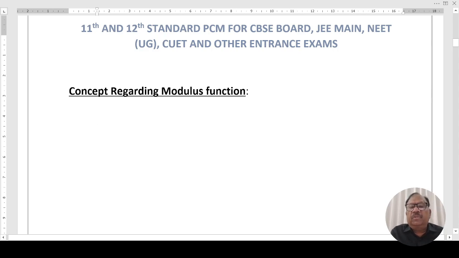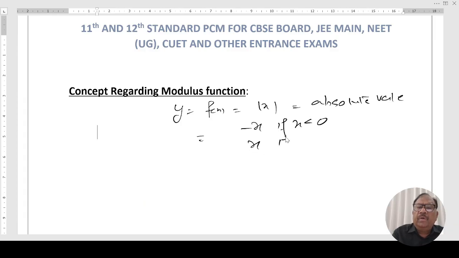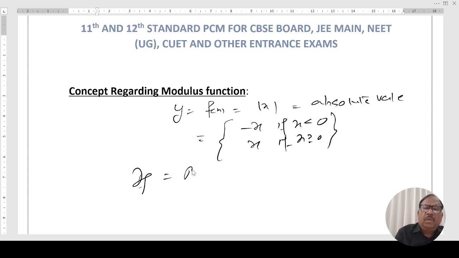Concept regarding the modulus function. Y equals f(x), that is mod x, is known as the absolute value function. It equals minus x if x is less than 0, and equals x if x is greater than or equal to 0. The domain of this function is R, the real numbers. The range of the function is the non-negative numbers.